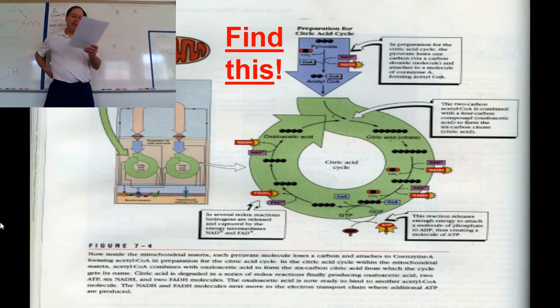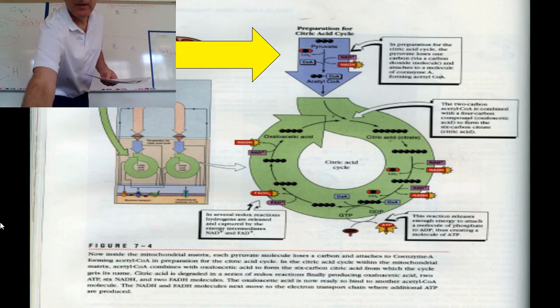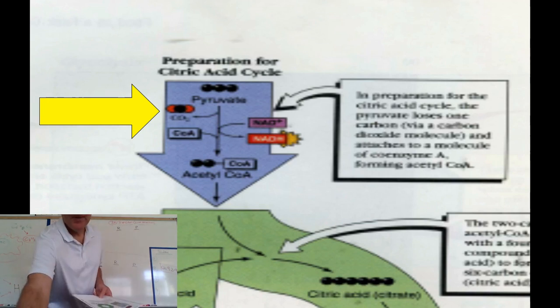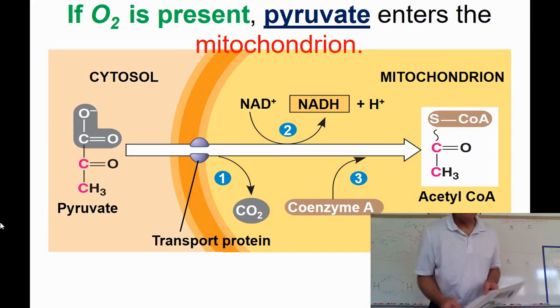At the bottom, figure 7-4, it says, now inside the mitochondrial matrix, or the middle of the mitochondria, each pyruvate molecule loses a carbon and attaches to coenzyme A, forming acetyl-CoA in preparation for the citric acid cycle. That's it. Let's just talk about the transition reaction. Let's go way up here to the top, and I'm going to read that box. It says, in preparation for the citric acid cycle, the pyruvate loses 1 carbon via a carbon dioxide molecule and attaches to a molecule of coenzyme A, forming acetyl-CoA. So you can take a look at that picture there.